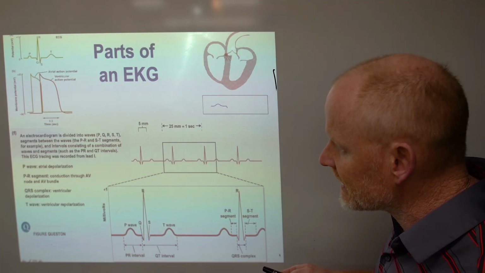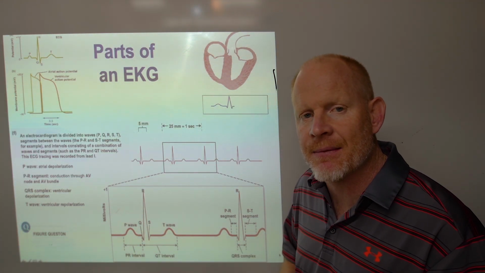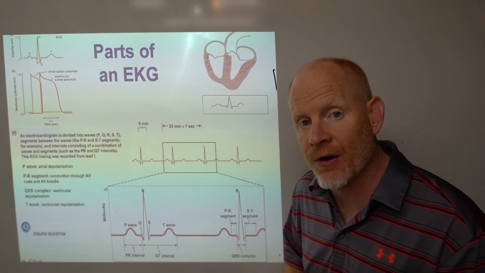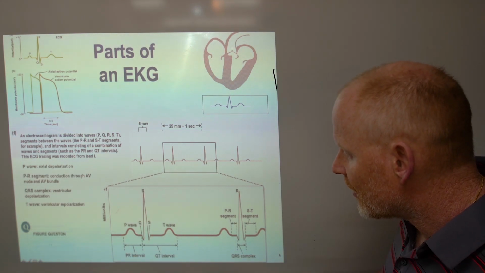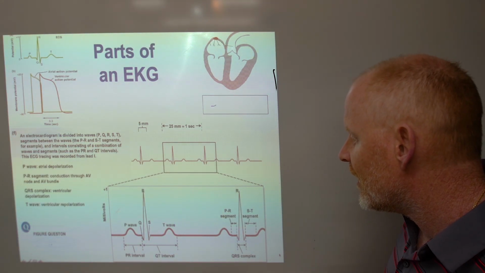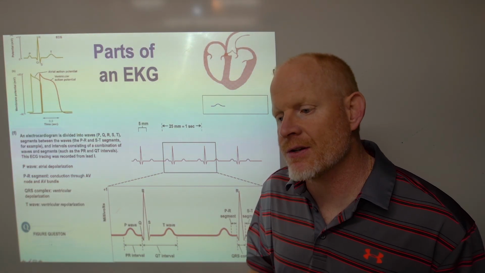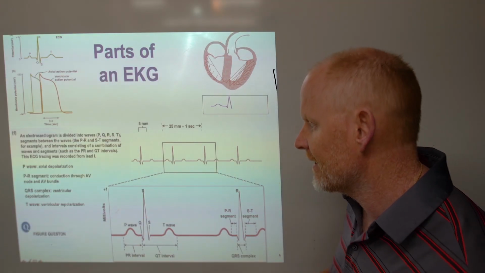So these waves, heights, sizes, how much space there is between the segments and the intervals, all can be utilized by a clinician to see if there's something going on with your heart. If your P wave is small or your T wave is tall or your segments between them are lengthened or shortened, then there's something going on mechanically with the heart. And then they can start looking into that kind of thing.